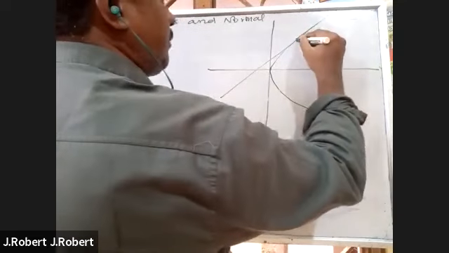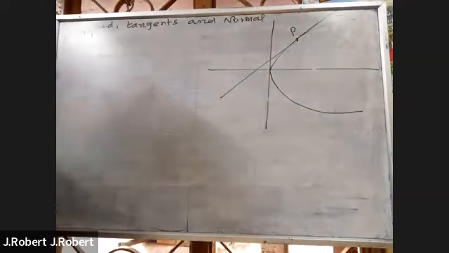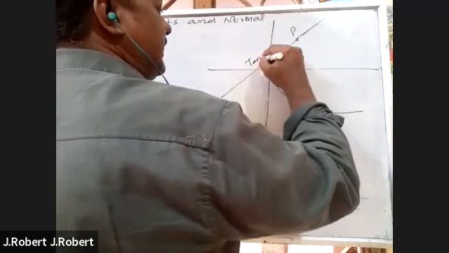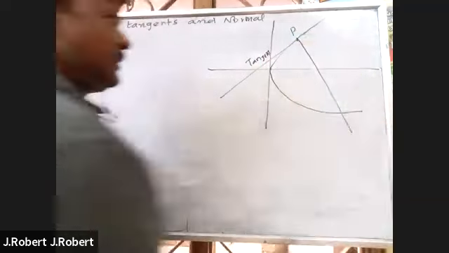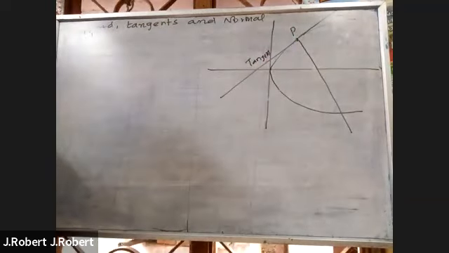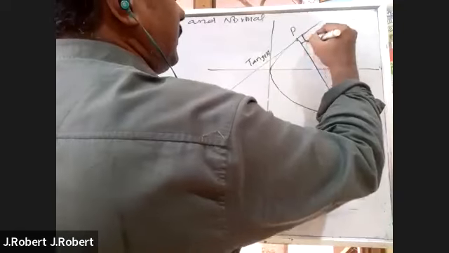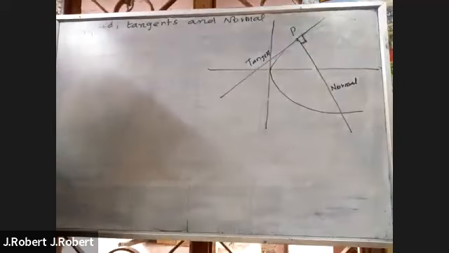Let us take the point which touches the parabola, tangent point P. The line which touches a parabola is called a tangent. The line which is perpendicular to the tangent at that point is called a normal. This line is called a normal.